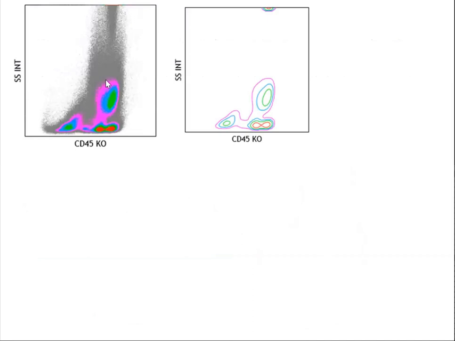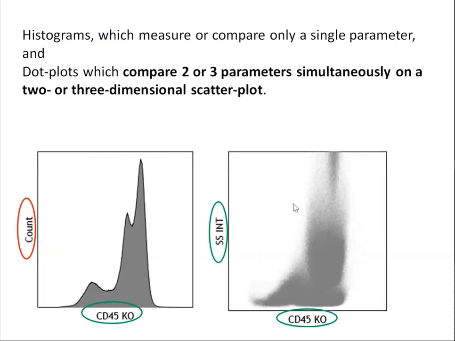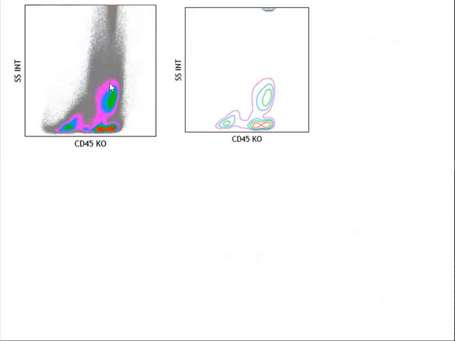But when I use a density plot, you see that it's a dot plot, very similar to this, but it can also give you an idea of the concentration of the populations at different areas. Now I can clearly say the majority of the neutrophils are here.